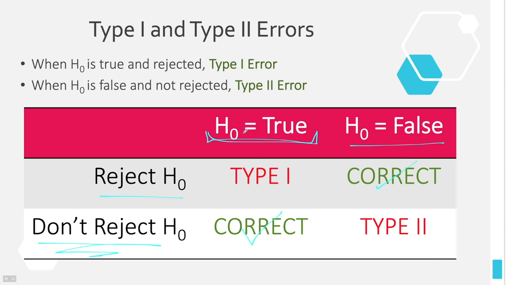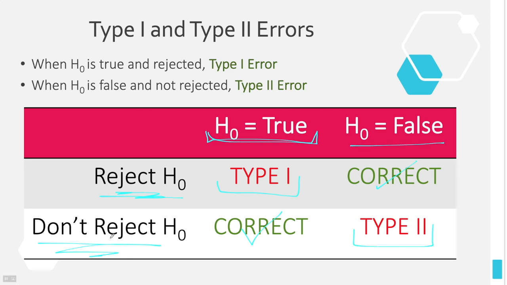We shouldn't reject something that's true, and so that's another way to make a correct decision. But if we reject, remember we make that conclusion statement, yes, we can conclude, and if we're wrong about that, that's a pretty serious error. I think in general we would consider this the most serious error, but sometimes there are situations where the type 2 error is the more serious of the two.